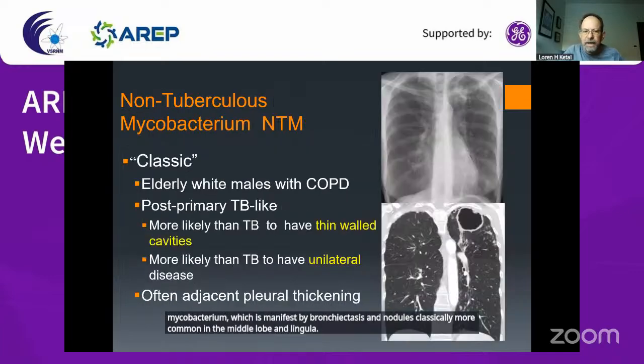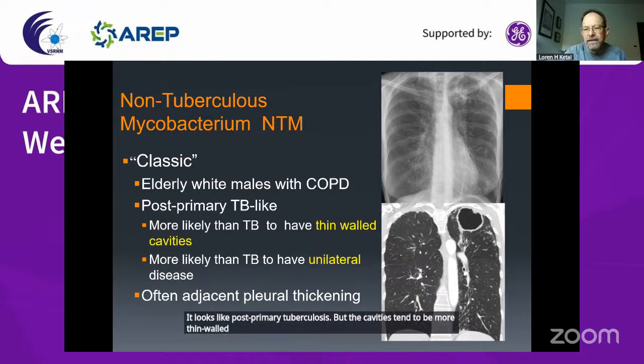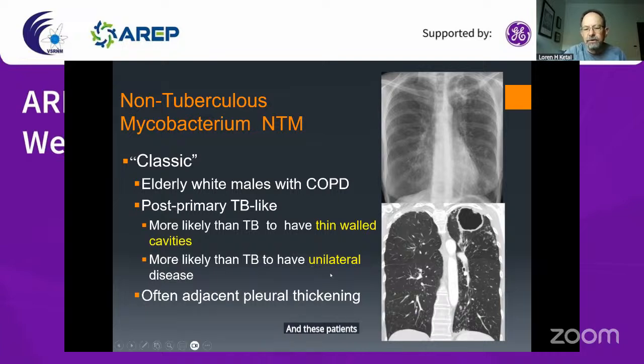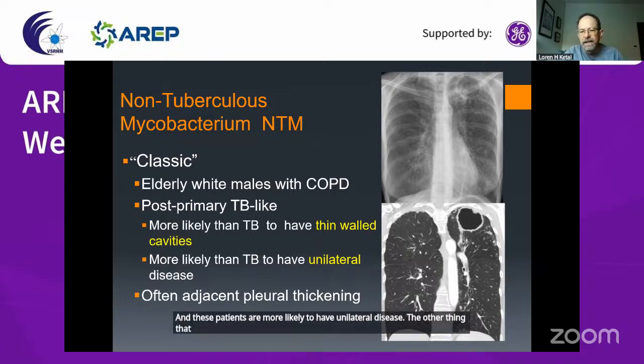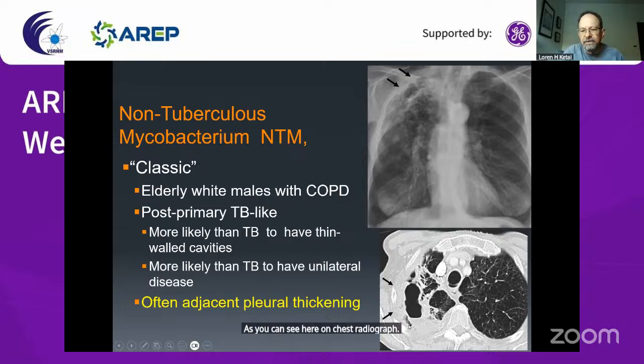But there is a classic pattern which looks like TB, as you can see here on your right, which tends to affect elderly males with obstructive lung disease. It looks like post-primary tuberculosis, but the cavities tend to be more thin-walled, as you see here, and these patients are more likely to have unilateral disease. The other thing that's very common in this classic pattern is associated pleural thickening, as you can see here on chest radiograph and CT.